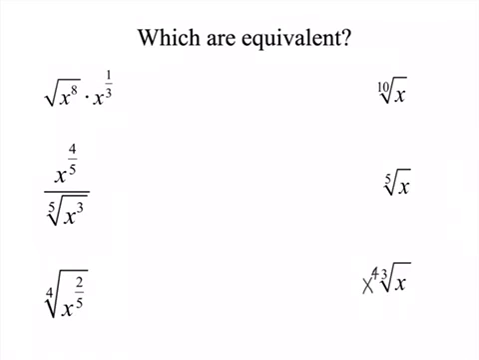Well, the best thing to do is change this to a fractional power, because if you change this to a radical, they're not going to combine. So I'm going to change this first one to a fractional power. And what I get here is I have a 2 right there. So I end up with x to the 8 over 2 times x to the 1/3.